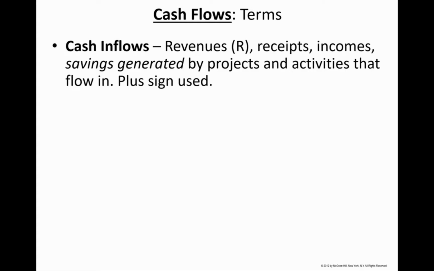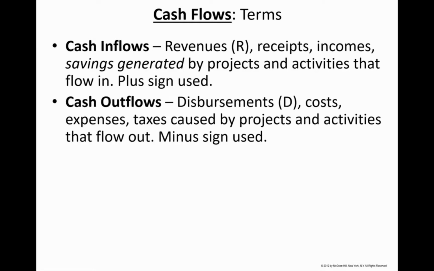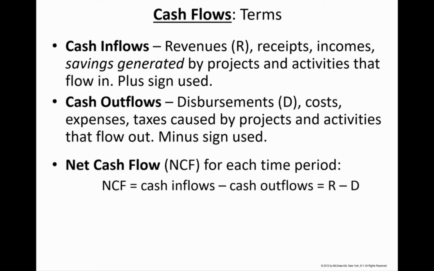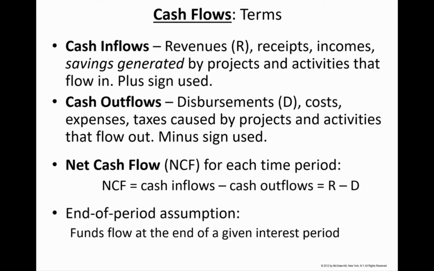All right, so all of those things we consider as an inflow, and we use the positive sign when we're doing calculations having to do with the inflow and the outflow of cash. Outflows are sometimes called disbursements, costs, expenses. The taxes that are incurred by projects are considered as outflows, and we use the minus sign when we're doing formulas with those. And so net cash flow is the inflow minus the outflow. So you can think of it as profit. Revenue minus disbursements. So revenue minus costs is profit. And another word for that is your net cash flow.